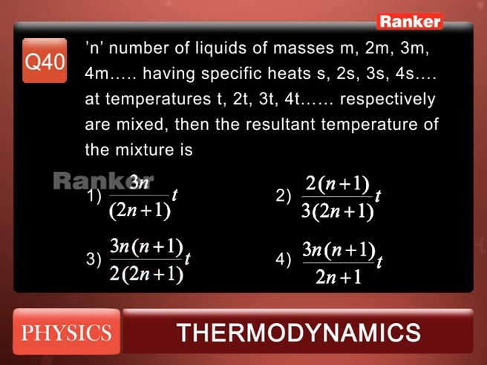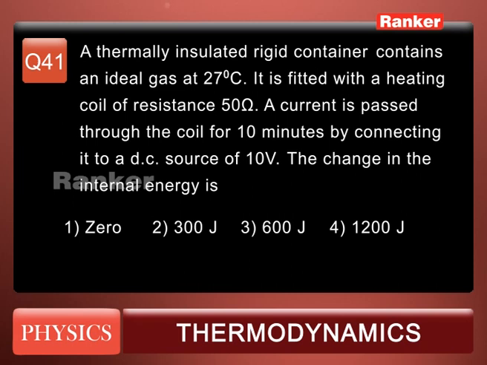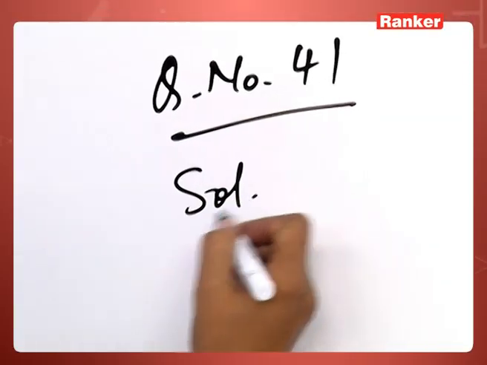This is our option. Question number 41. The question is given as: a thermally insulated rigid container contains an ideal gas at 27 degrees Celsius. It is fitted with a heating coil of resistance 50 ohm. A current is passed through the coil for 10 minutes by connecting it to a DC source of 10 volt. The change in internal energy is: first option 0, second option 300 joule, third option 600 joule, fourth option 1200 joule.